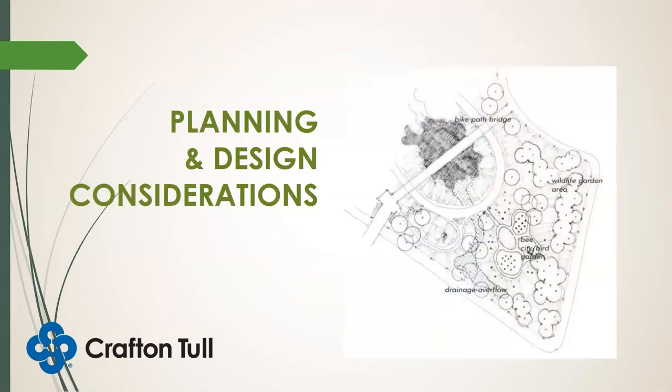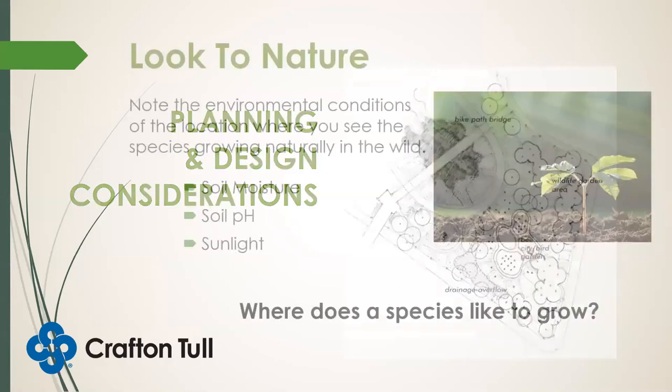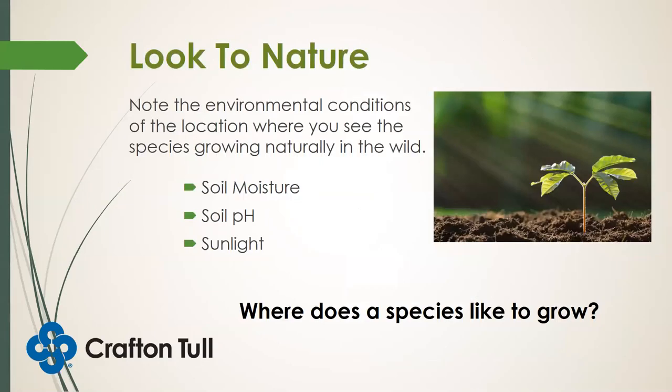So what about some planning and design considerations? If you want to use native plants in your next project, what sort of factors do you need to consider when determining which species are going to work and which ones will not? And for that, we're going to look to nature. We're going to note the environmental conditions of the location where we see the species growing naturally in the wild. Where do these species like to grow? What is the soil moisture where we see them growing? Is it very wet, very dry? What about the soil pH, sunlight duration? Is it in full sun, part shade, full shade?